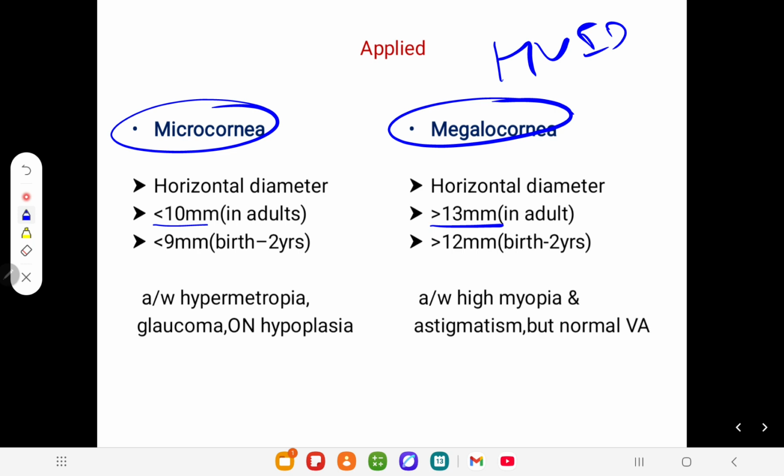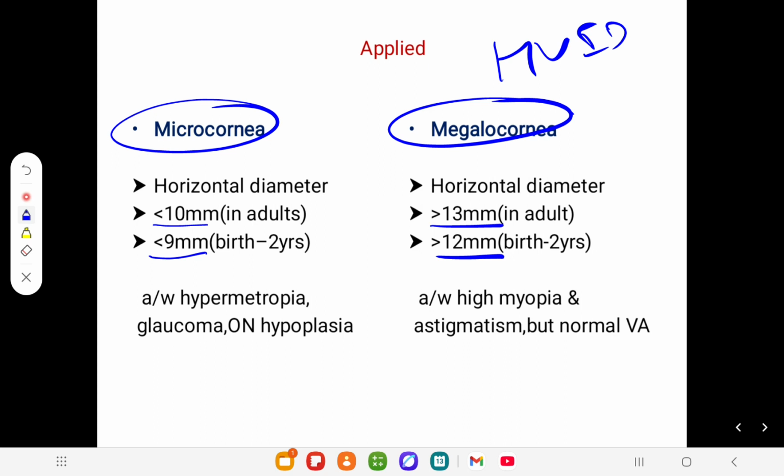From birth to 2 years, it's very different. Less than 9 mm is called microcornea. From birth to 2 years, greater than 12 mm is called megalocornea. That's why you should read your MCQ question very well. If the author specifies some age, then definitely the MCQ answer differs. So in MCQs, these are typical questions.